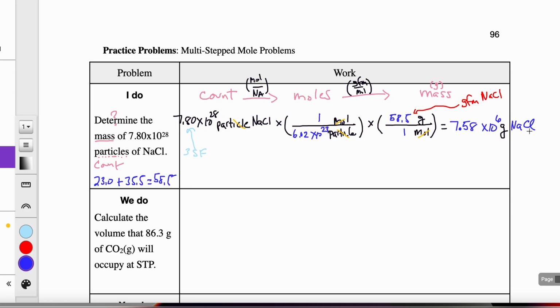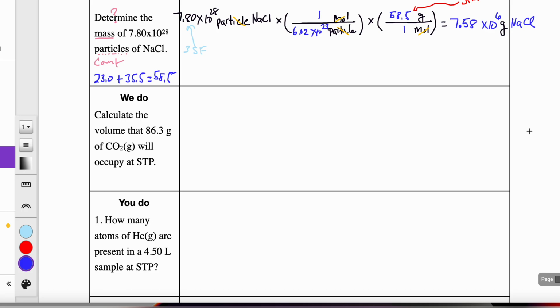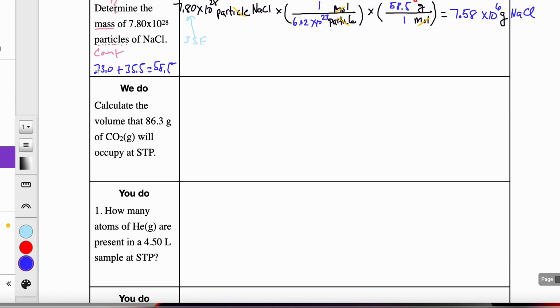So there's a lot of writing in here, but this is a complete mathematical sentence, and it mathematically proves how we go from particles of NaCl to the mass of NaCl. Keep your work super neat and organized. Looking at the second problem here.